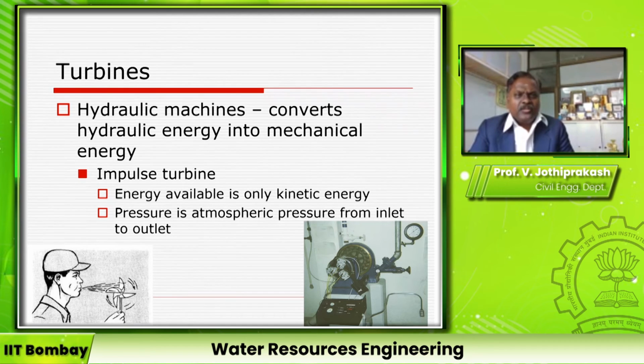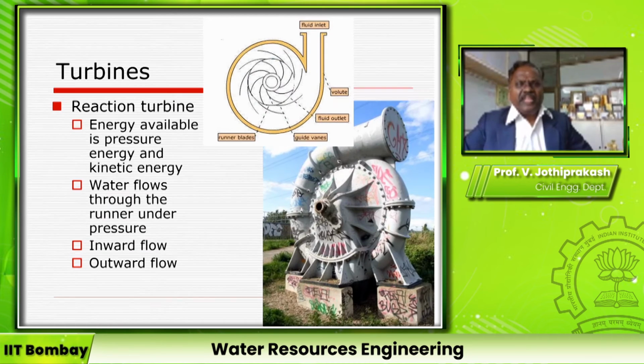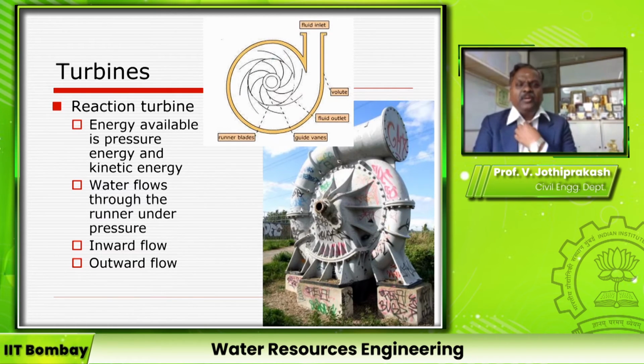The first is the impulse turbine, where the energy available is only kinetic energy. The pressure is atmospheric from inlet to outlet. It's an example of an impulse turbine. Then the second is the reaction turbine. The energy available is both pressure energy as well as kinetic energy. Then we have to use reaction turbines.